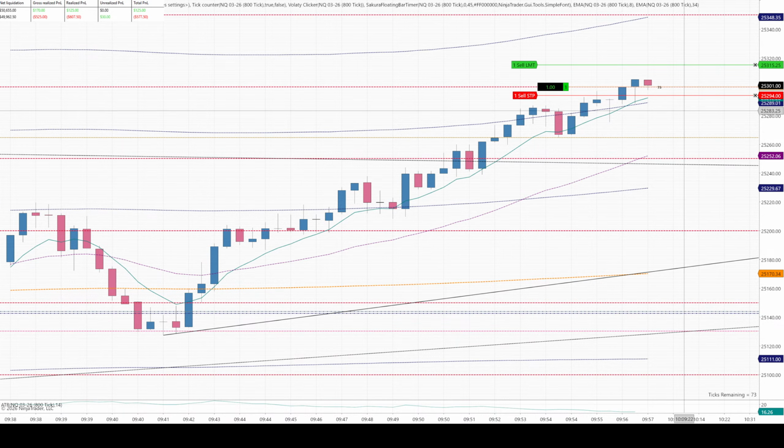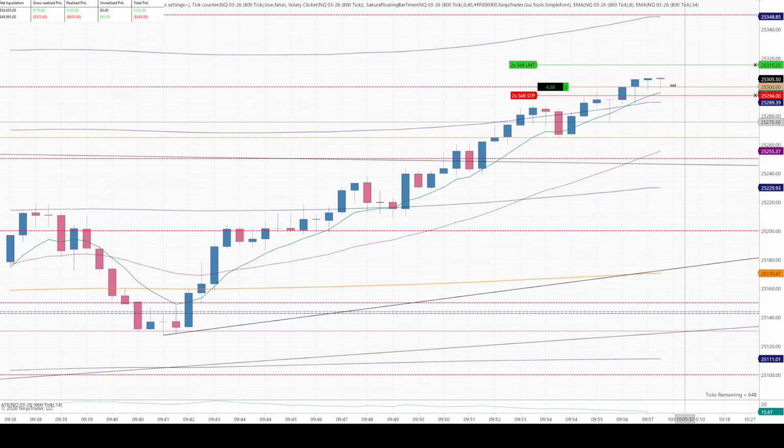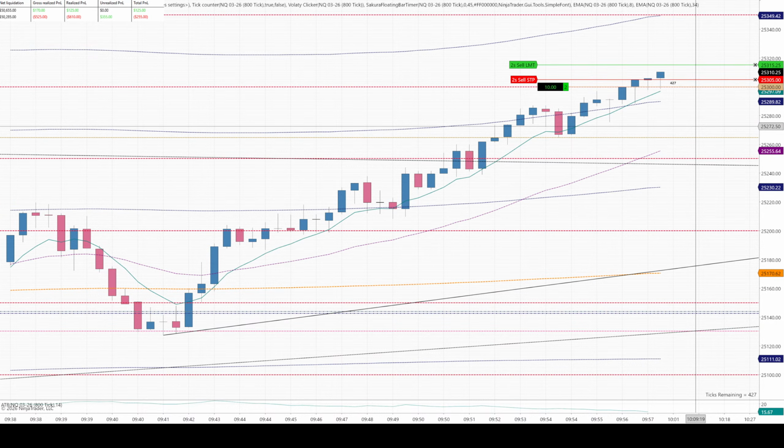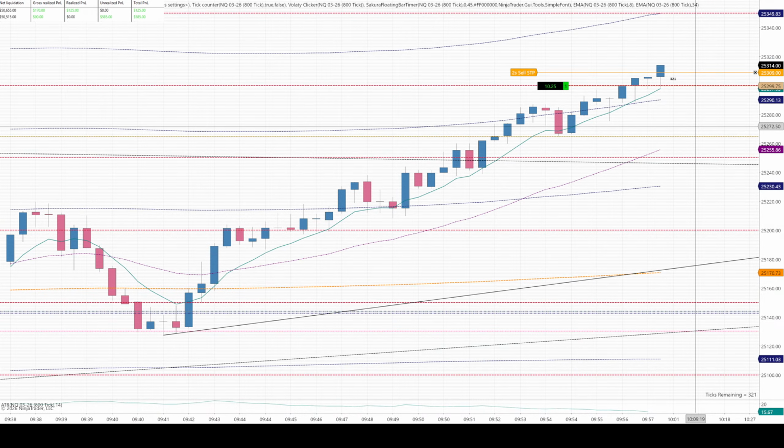This thing doesn't look like it wants to go. It's holding though. I'll add a contract. Starting to look like the bulls actually do want to hold 300. Okay. Now can we get the move up? We did. Okay. My Ninja just froze, so... My Ninja froze. That sucks.